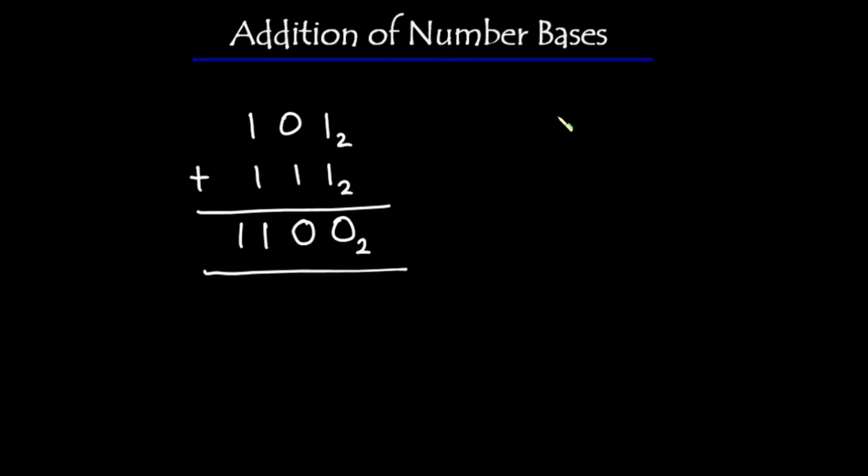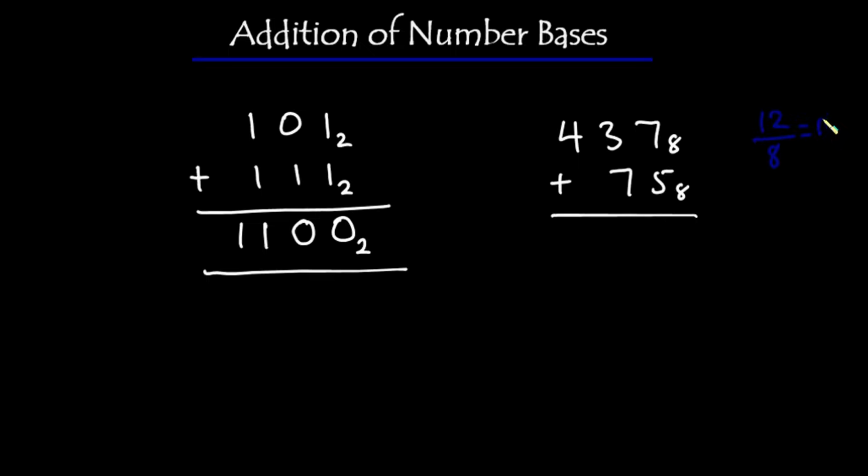In our next example, we have 437 base 8 plus 75 base 8. So how do we do this? Feel free to pause the video and try first. Done? As always, you start by adding column by column, starting from the right. So we have 7 plus 5, which is 12, and 12 is greater than the base, so we will divide by the base, which is 8, and we will get 1 remainder 4. So we'll write the remainder here, which is 4, and then keep the 1.